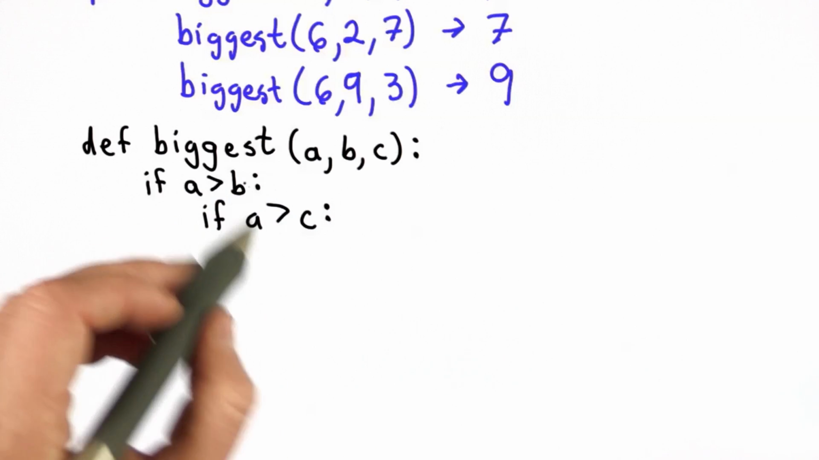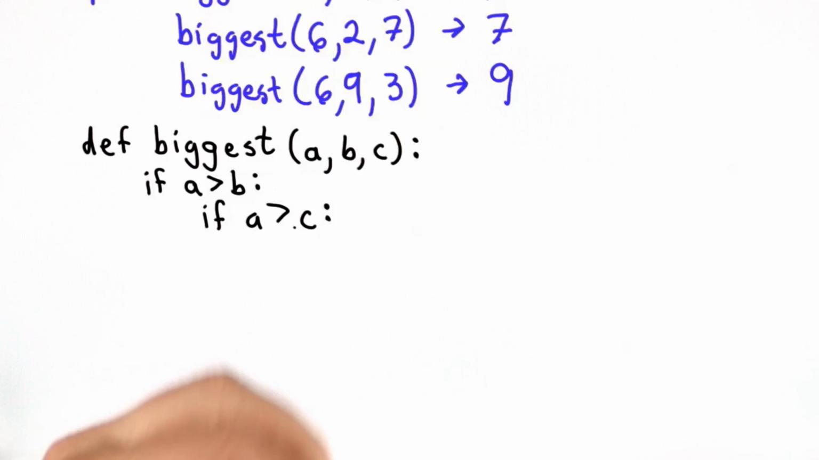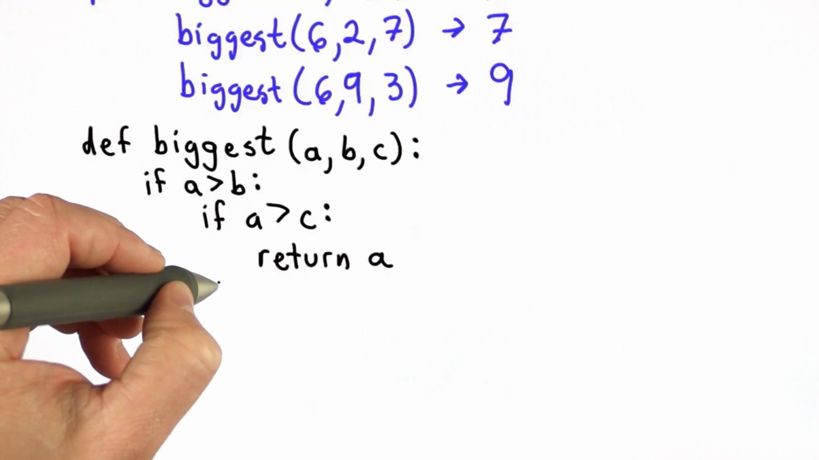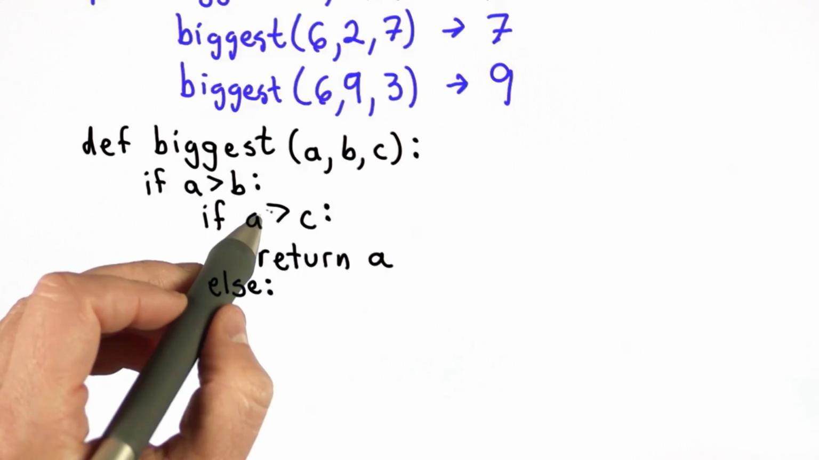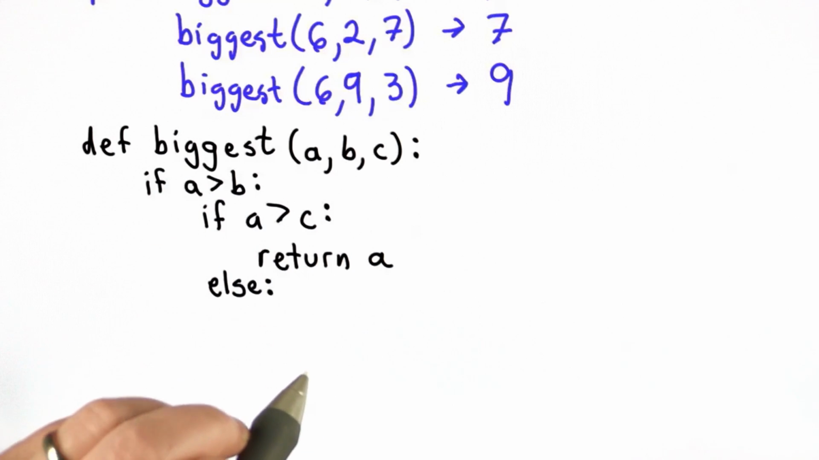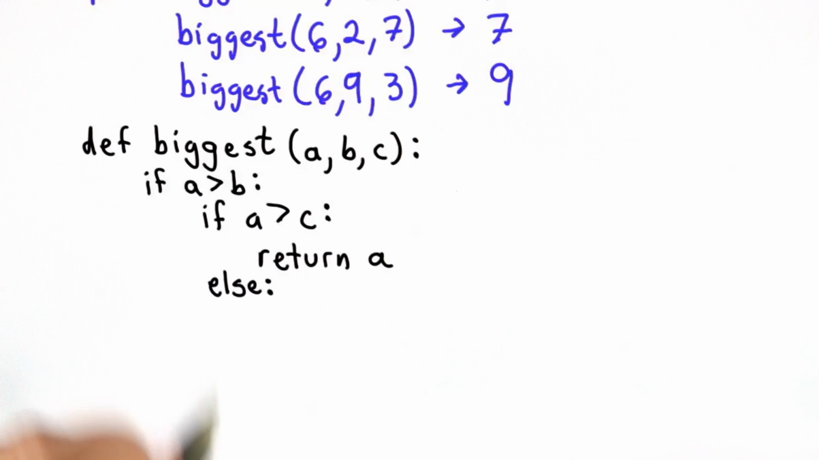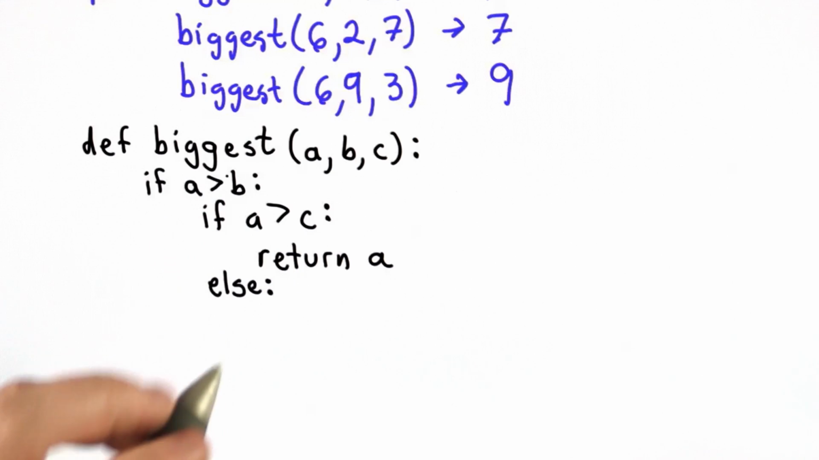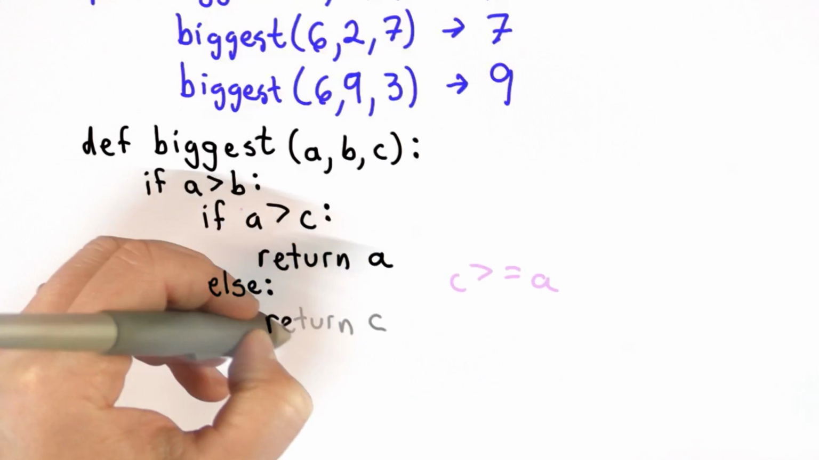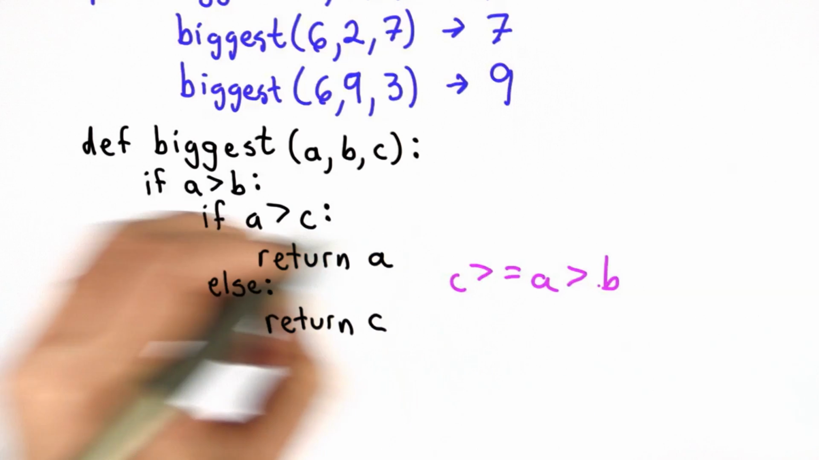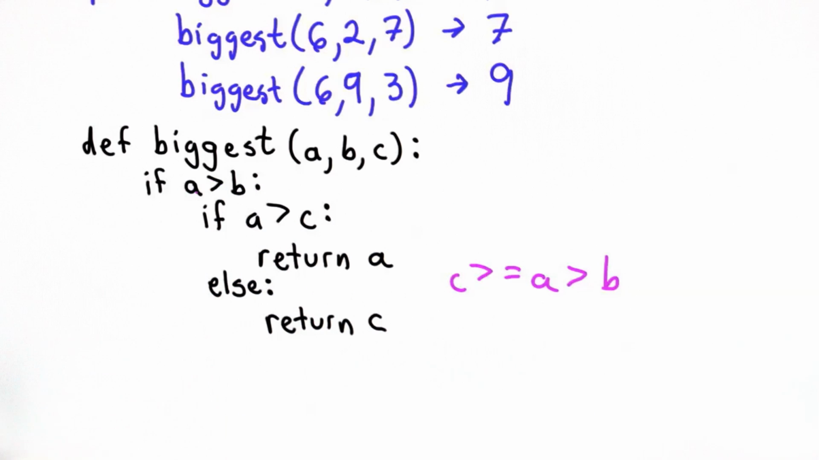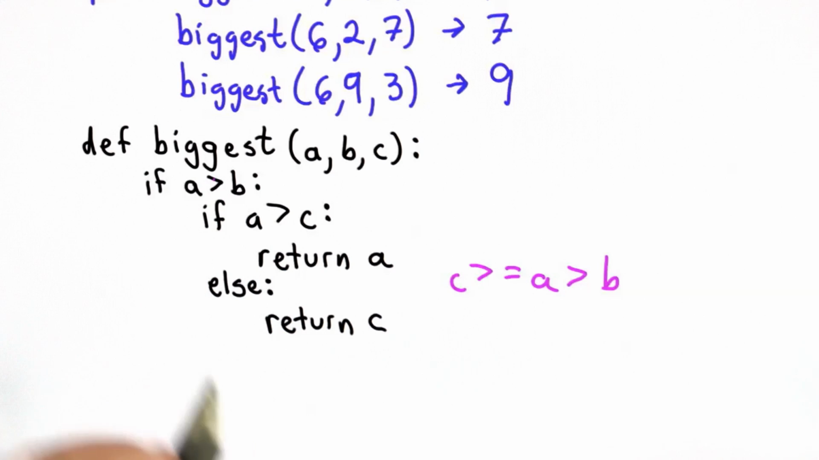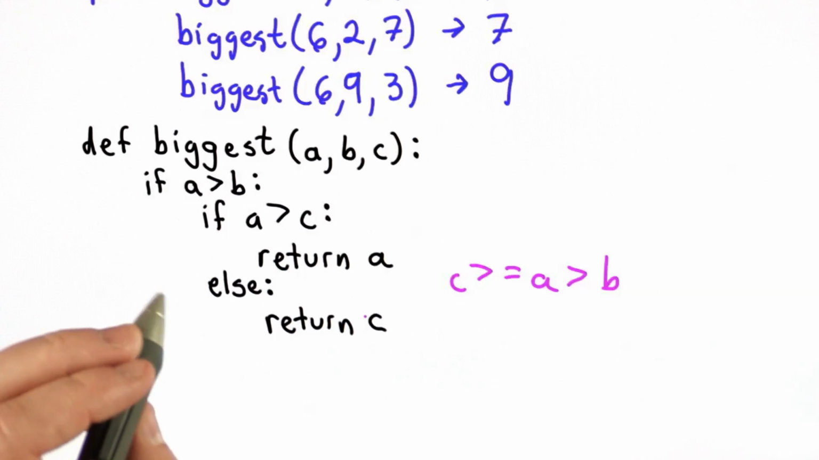That means if A is greater than B and A is greater than C, A is the biggest, so we can return A. If it's not, well, now we've got the case where A was greater than B, A is not greater than C, so that means C is greater than or equal to A. So now we know that C is the biggest, since C is bigger or as big as A, and A is bigger than B. So now we can return C. So when this is not true, we know that C is greater than or equal to A, and we know that A is greater than B because this test evaluated to true, so we know it's correct to return C.